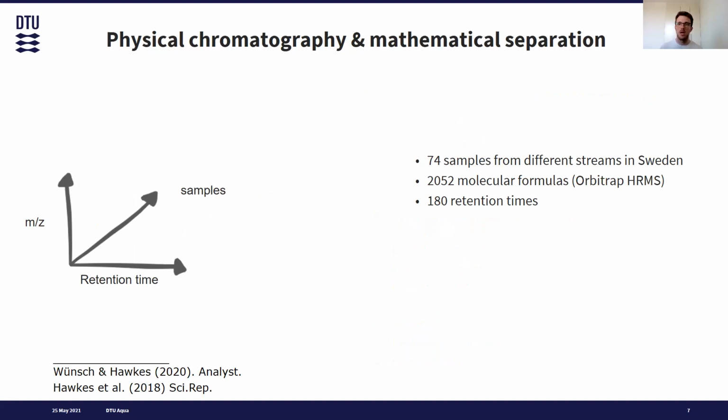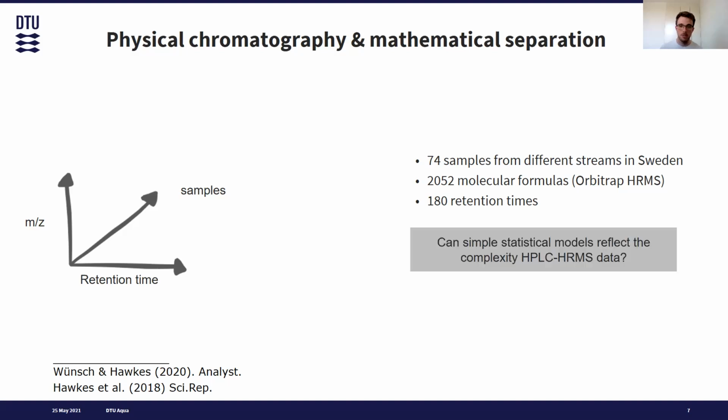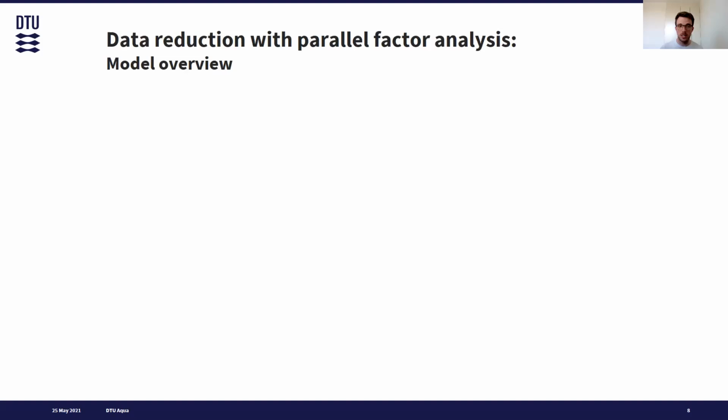So we combined physical chromatography with mathematical separations. We were aiming to describe a data set consisting of 74 samples describing different headwater streams in Sweden. A total of 2,000 molecular formulas were found in this particular data set. The mass spectrometer used was an Orbitrap, a high-resolution mass spectrometer, and we had 180 retention times. The main question of this study was, can simple statistical models such as the parallel factor analysis model actually represent the extremely high complexity of these LC-MS data sets that describe dissolved organic matter? And this is exactly what we tried to answer.